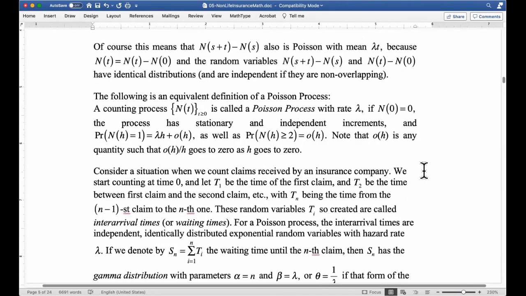Of course, this means that N(s+t) minus N(s) is also Poisson with mean lambda t, because of the stationary increments. The random variables N(s+t) minus N(s) and N(t) minus N(0) have identical distributions. And of course, N(0) is 0, and the increments are independent if they are non-overlapping.